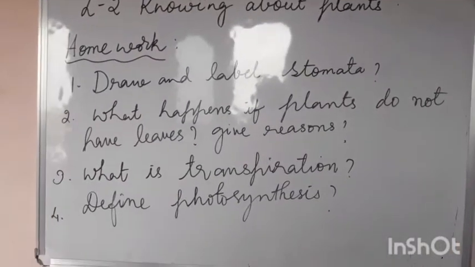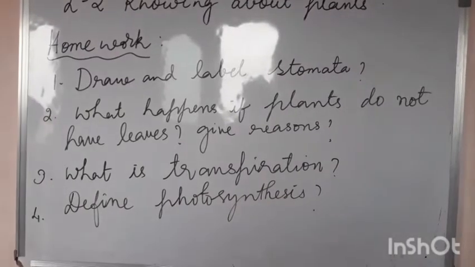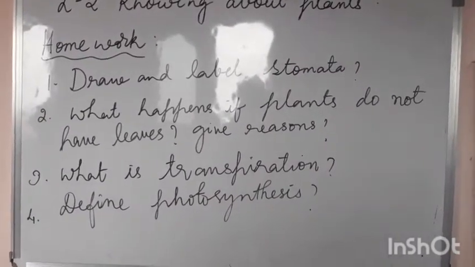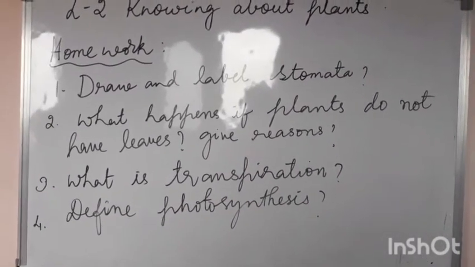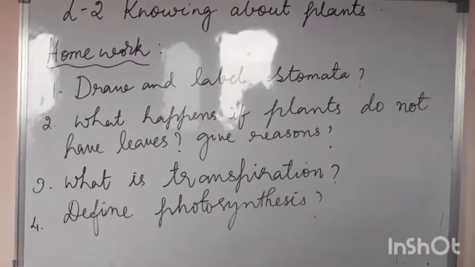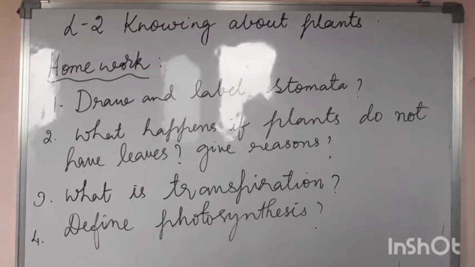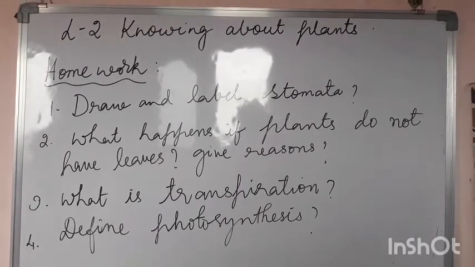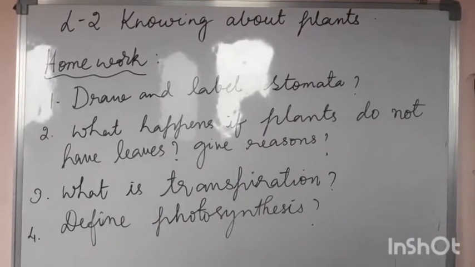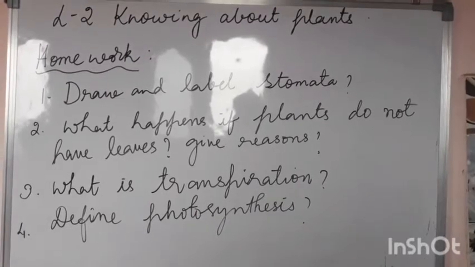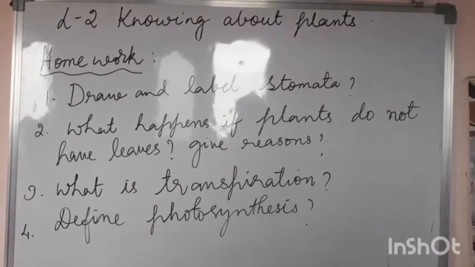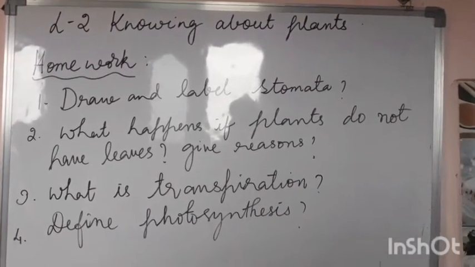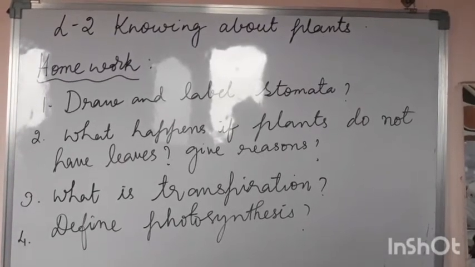The homework part for this video is draw and label stomata. So you have seen it on the board in the video. So make sure that you pause it and draw a clear picture of the stomata and label it. Okay children. And the second question. What happens if plants do not have leaves? Give reasons. Imagine if the plants do not have leaves.